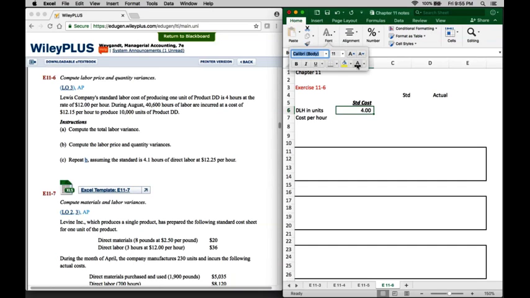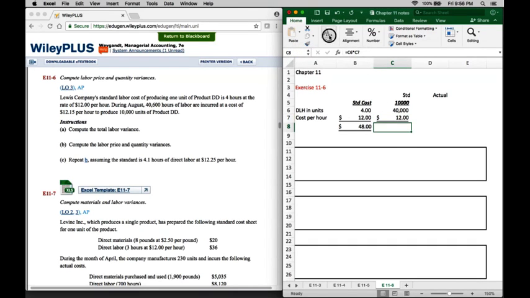To start with, we have 4 hours in labor per unit. It's $12 per hour, giving us $48 per unit that is manufactured. We manufactured 10,000 units. So for 10,000 units, we should have used 40,000 hours, and at $12 per hour, our total labor cost should be 480,000. Well, what actually happened over here?